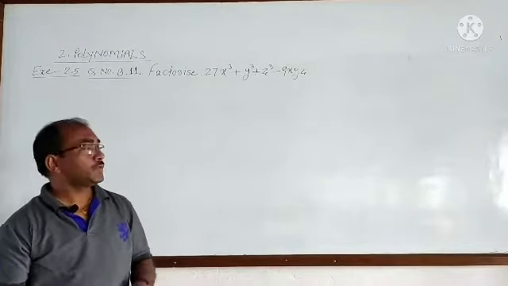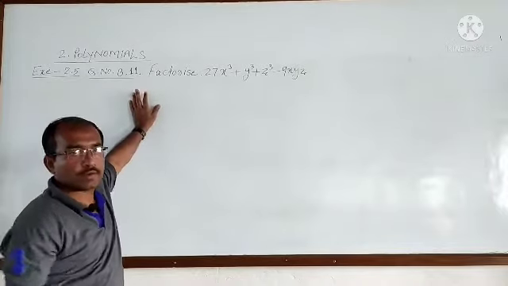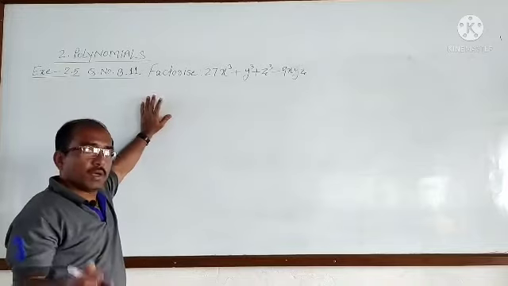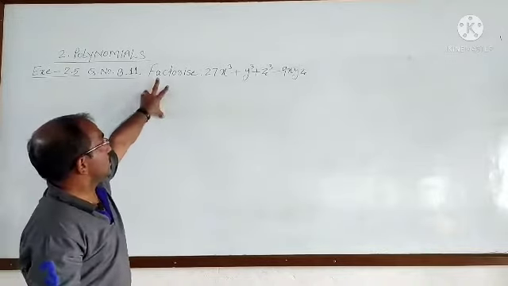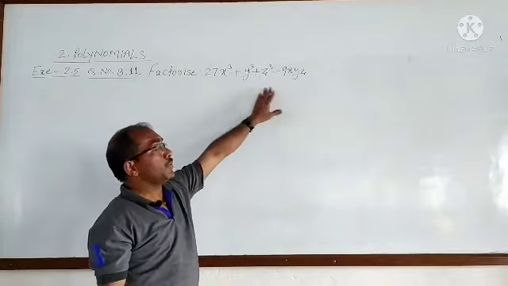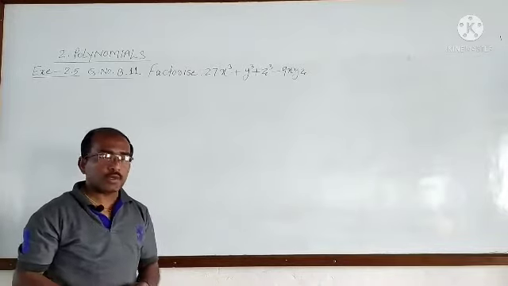Let us learn in this video exercise 2.5 question number B11. We will learn how to factorize the polynomial. In the previous video you have learned up to question number 10. Let us continue here. Question is: factorize 27x cube plus y cube plus z cube minus 9xyz. So we have this polynomial and we have to factorize.